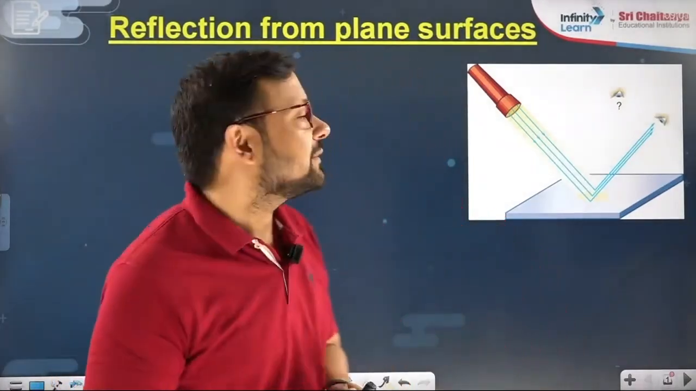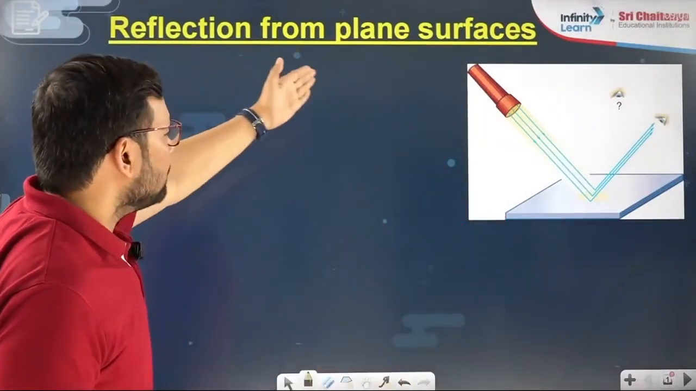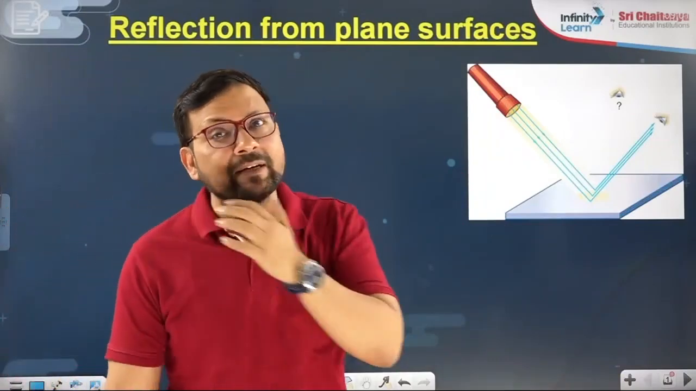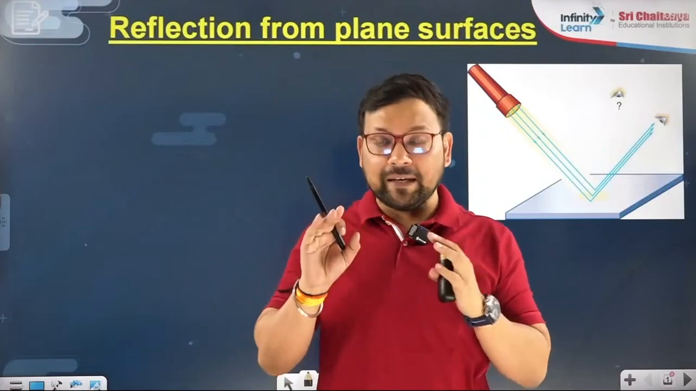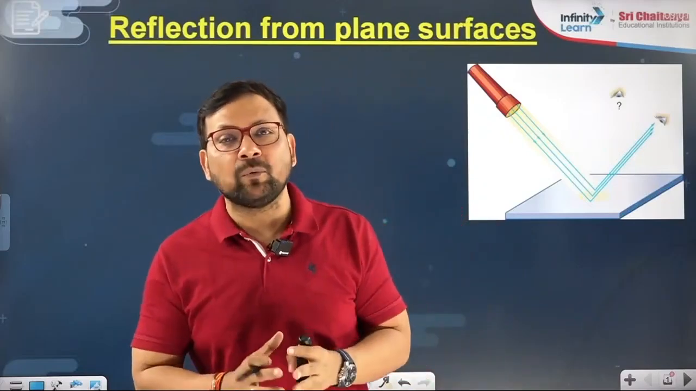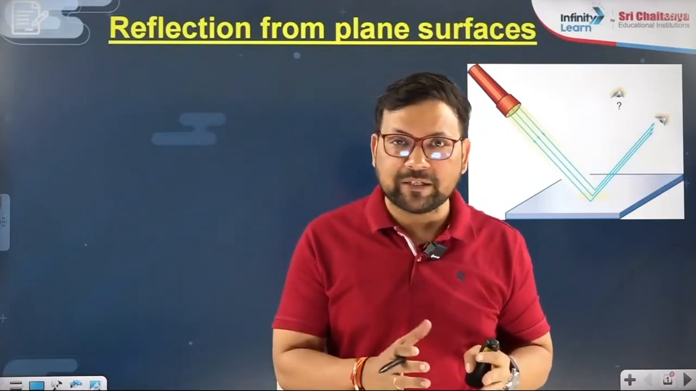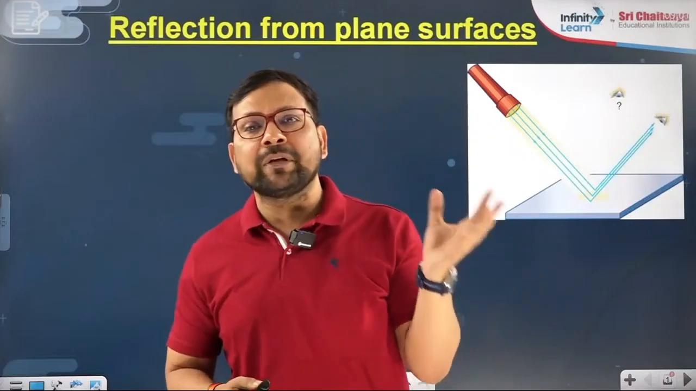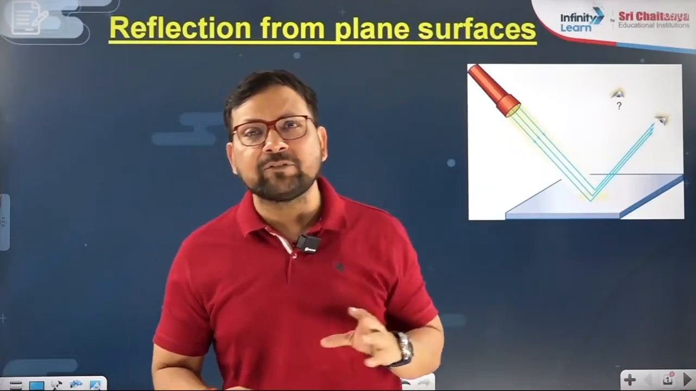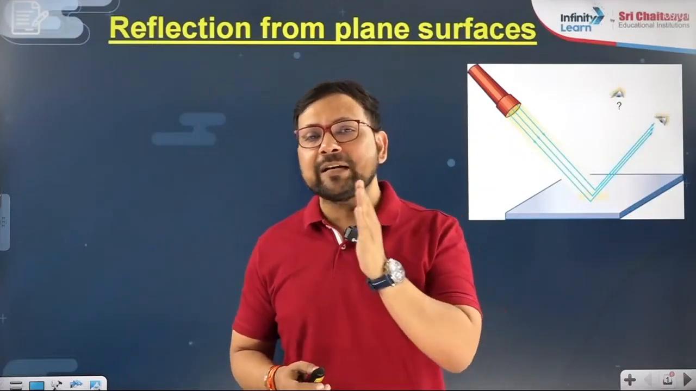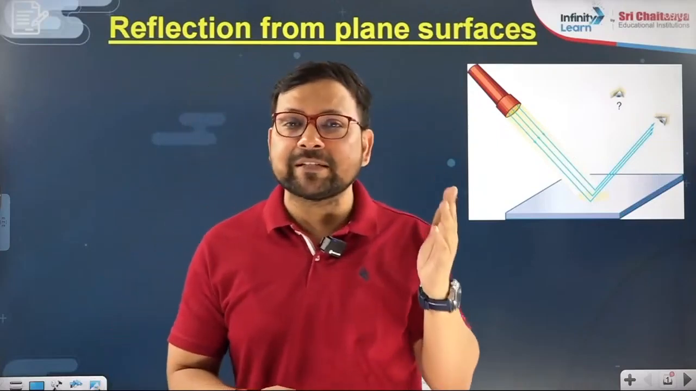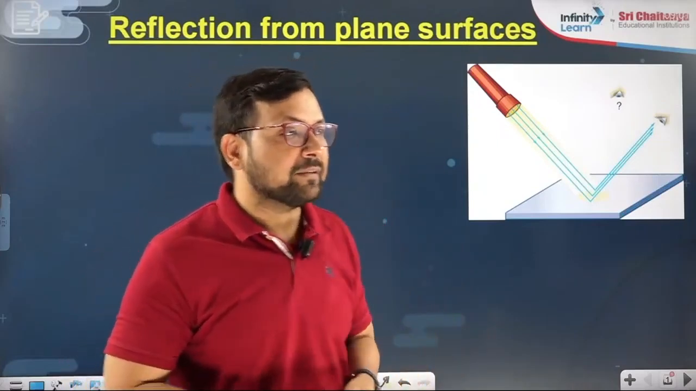Today's topic, you can read here, reflection from plane surface. Do you remember what we did yesterday? Yesterday we discussed object and image primarily, like what is object, what is real object, what is virtual object, how object is formed, diverging, converging. All these concepts we have done. Incident ray decides object, reflected and refracted rays decide images. That we have done, right?